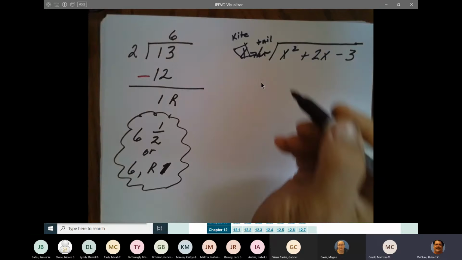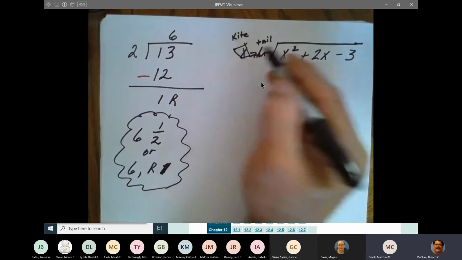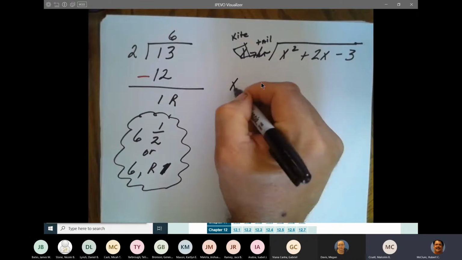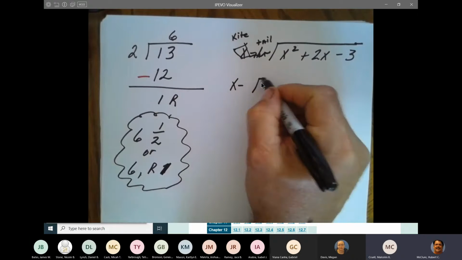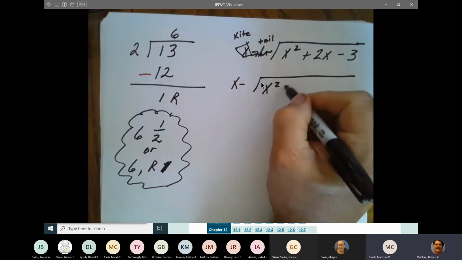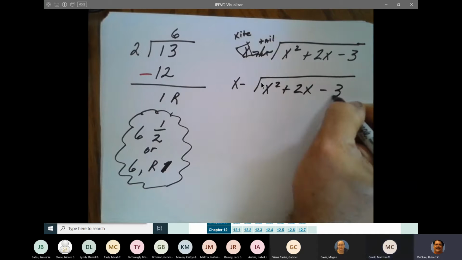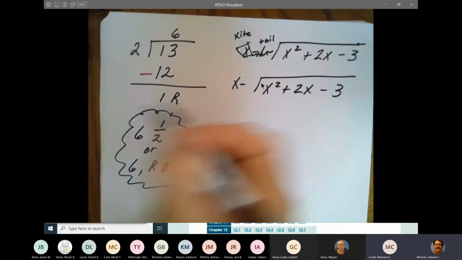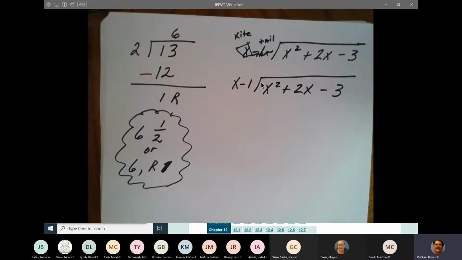Okay, so x is all I'm going to concern myself with. So x minus 1 into x squared plus 2x minus 3. I'm only going to worry about, I'm going to put a green highlighter.